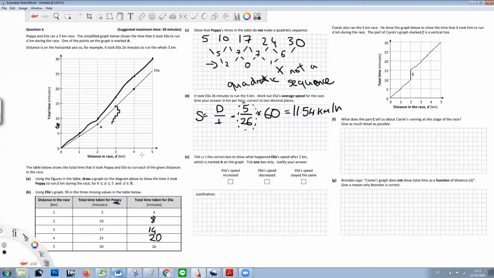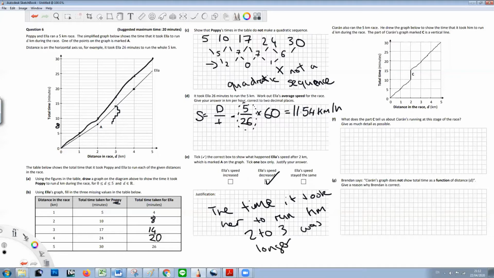So she ran the third kilometer in 6 minutes. So her speed got slower in the second. So her speed decreased. And the justification is the graph. The justification is the graph starts peaking up. So the time it took her to run the kilometer was longer. Km 2 to 3 was longer. So the time it took her to run kilometer 2 to 3 was longer.